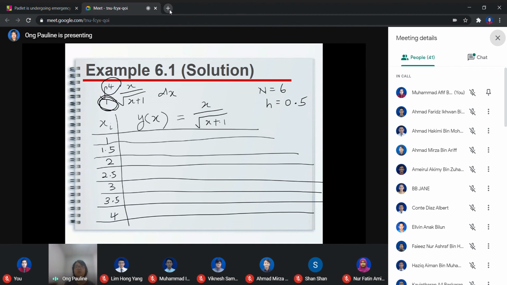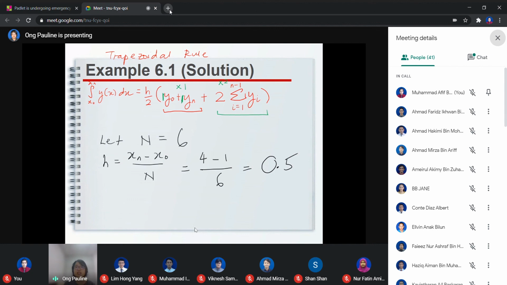However, before I substitute the values here, I want to make my calculation easier. So I would like to separate it into two different categories. If you refer back to the equation of the trapezoidal rule, we can split it into two categories. The first category is the y naught and the yn, the starting point and the ending point, whereas the intermediate values between the starting and the ending point, we will multiply with 2.